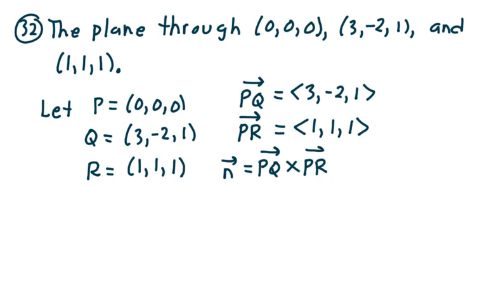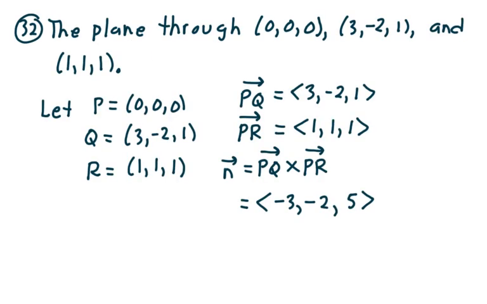Now, a typical question might be, could I do the cross product of PR with PQ? The answer is yes. The only difference is you would just get a vector that points in the opposite direction, which would be totally fine. Now, when I take the cross product, I'm going to get (-3, -2, 5), I claim.